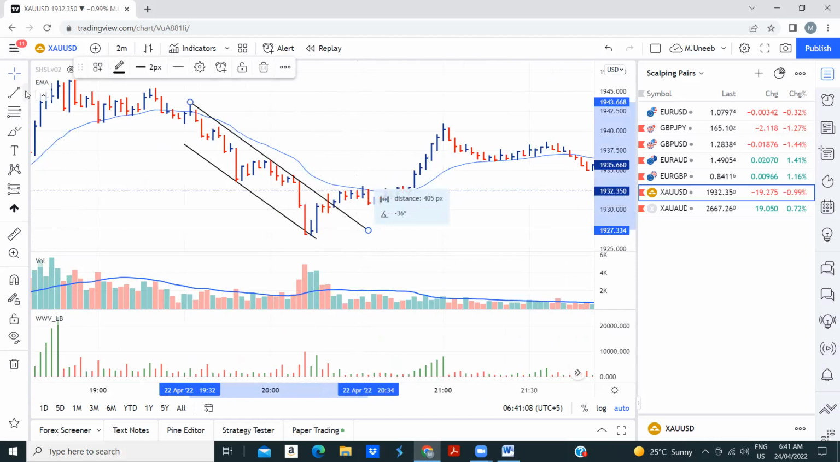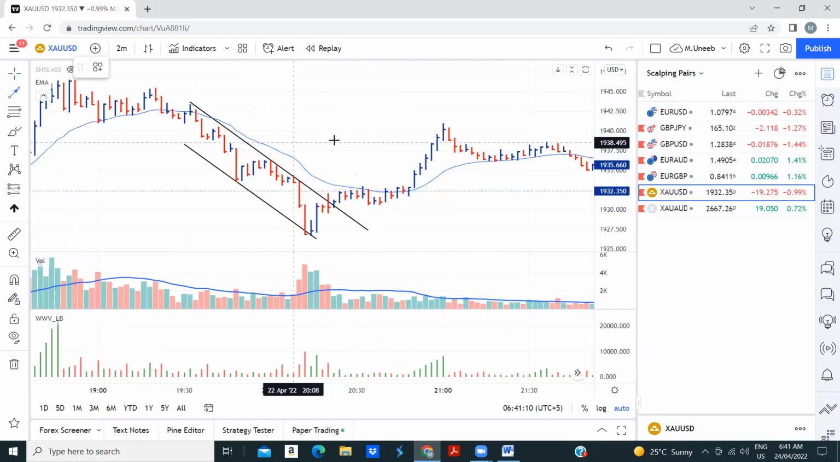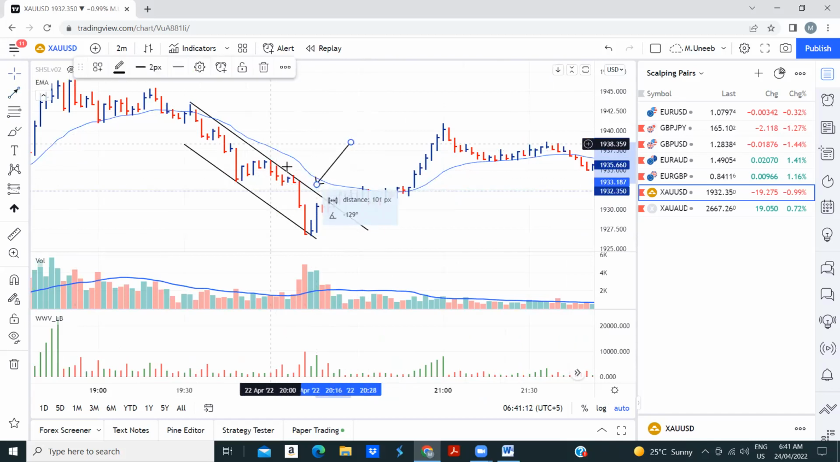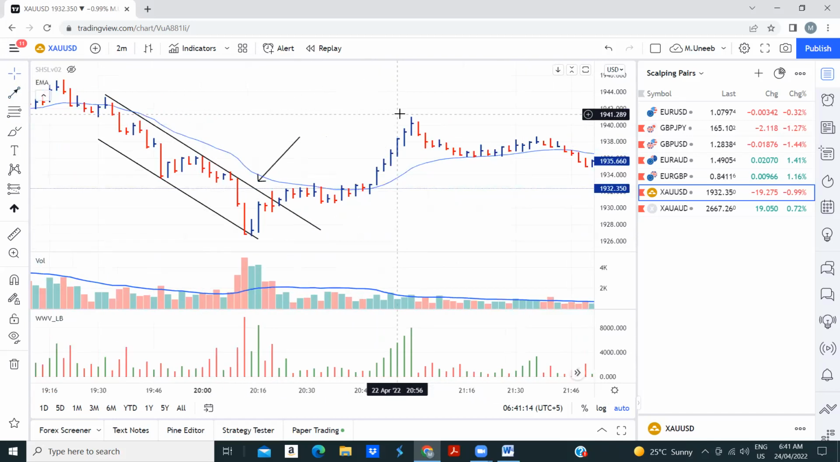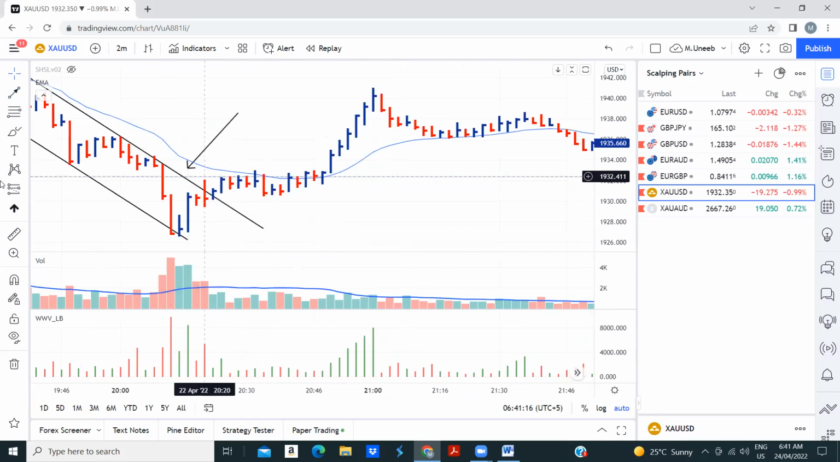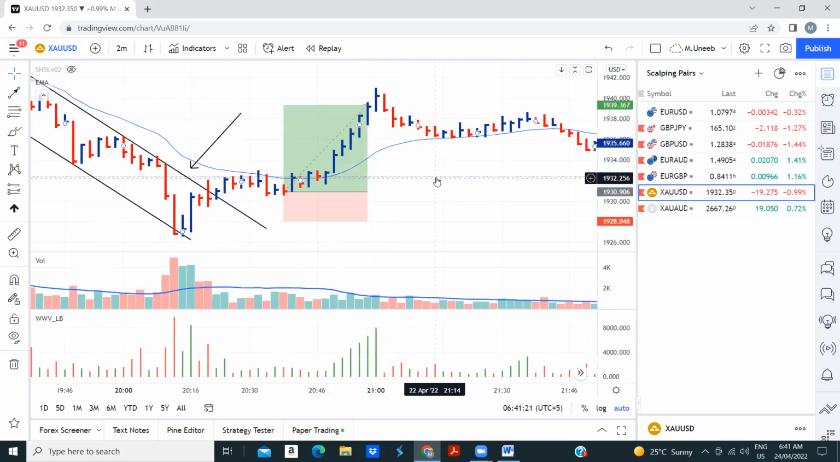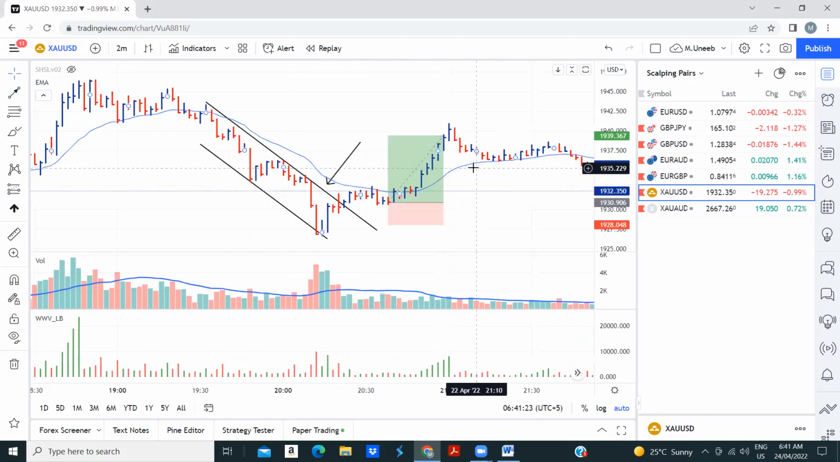And finally, once we reversed, we also broke down this level. Can you see? We also broke down this supply line. And once we broke down the supply line, we can wait for the retest here and we can go up. Got it?